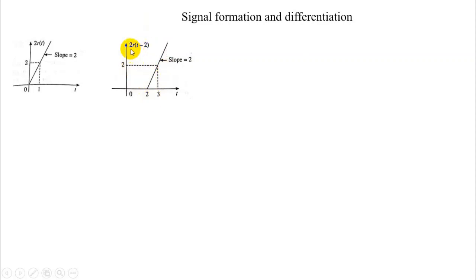Here 2 indicates the slope, so we can already determine this magnitude is 2. This magnitude is 3 minus 2, which is 1, so the slope would be 2. And as this signal has been shifted to t equal to 2 seconds, the ultimate signal representation would be 2rt minus 2.